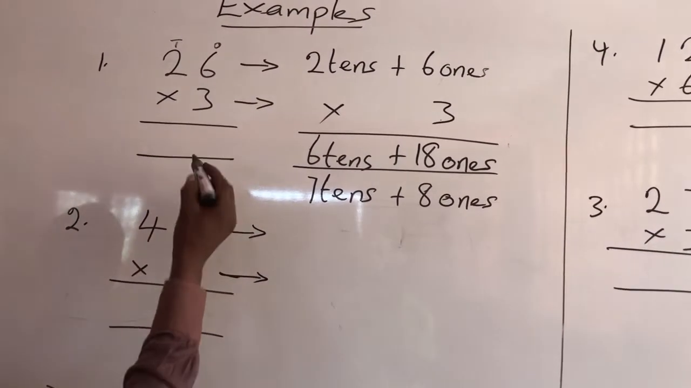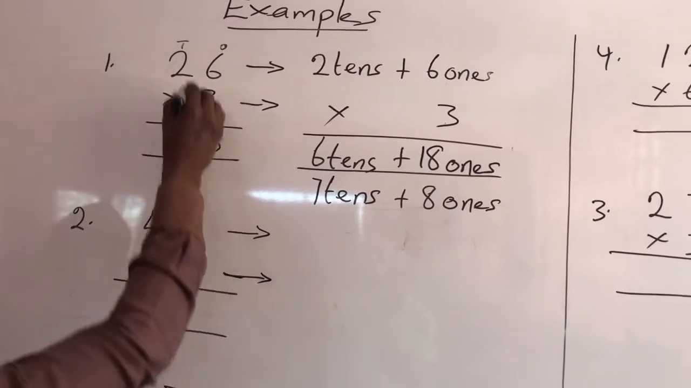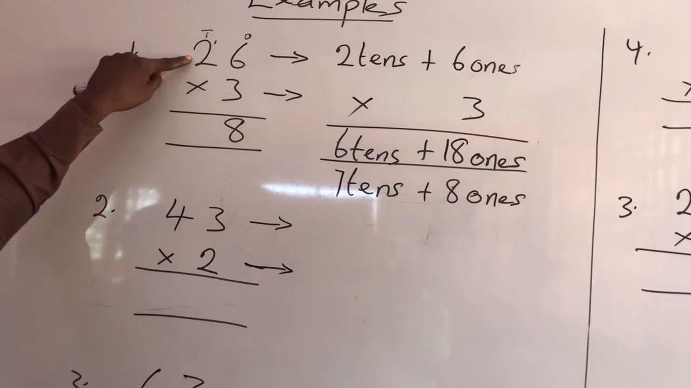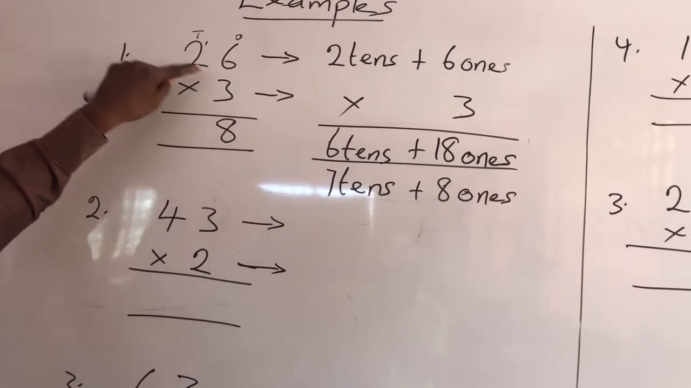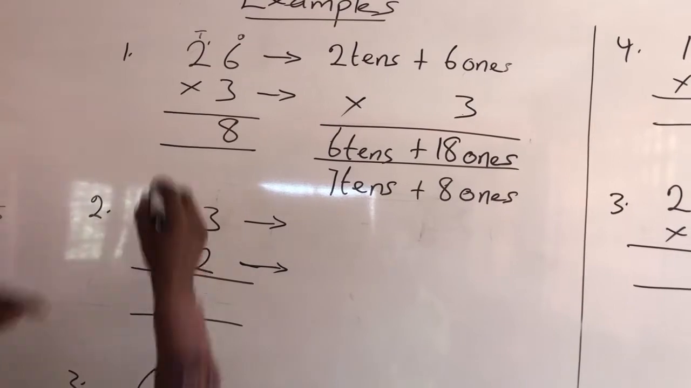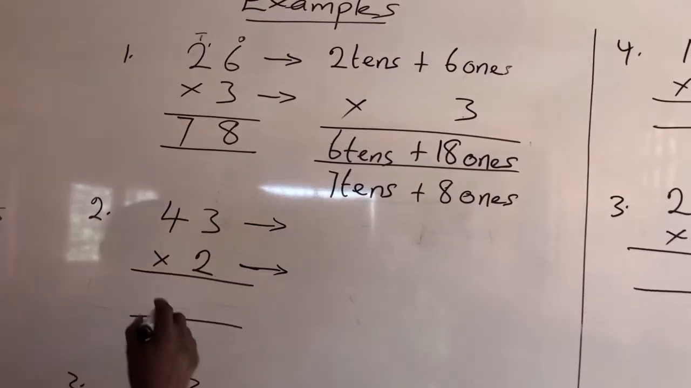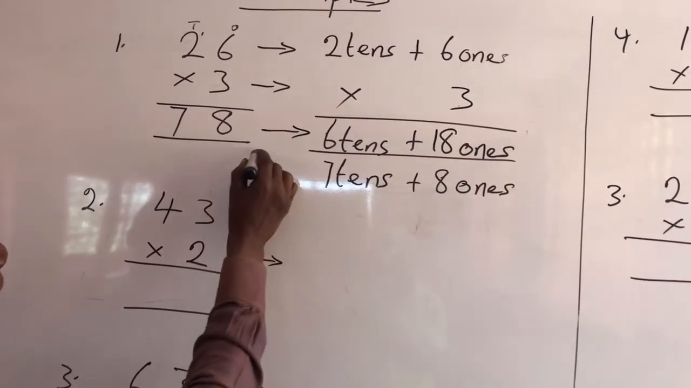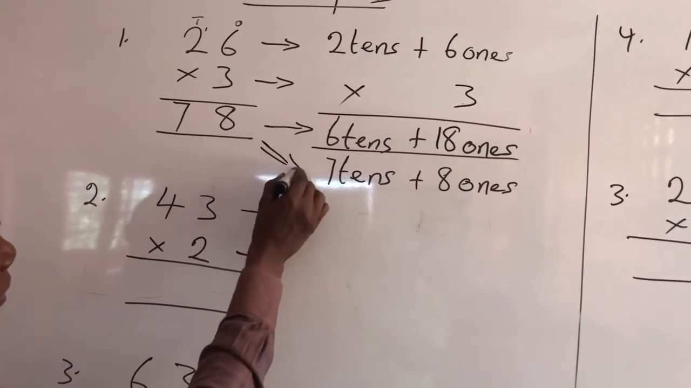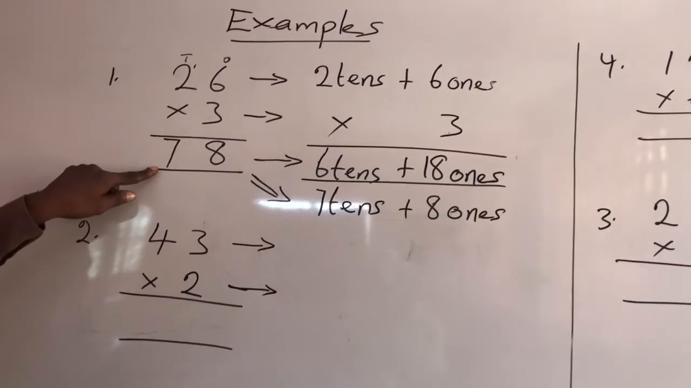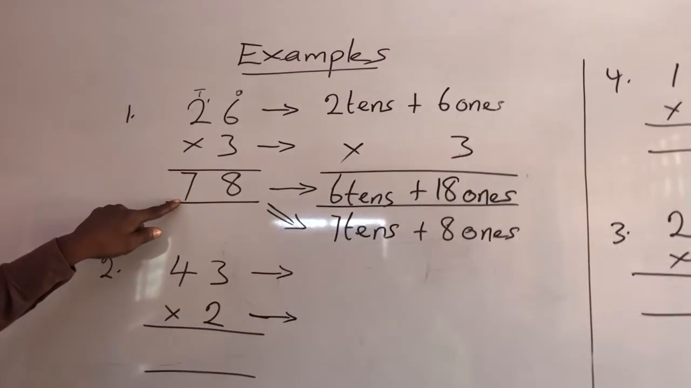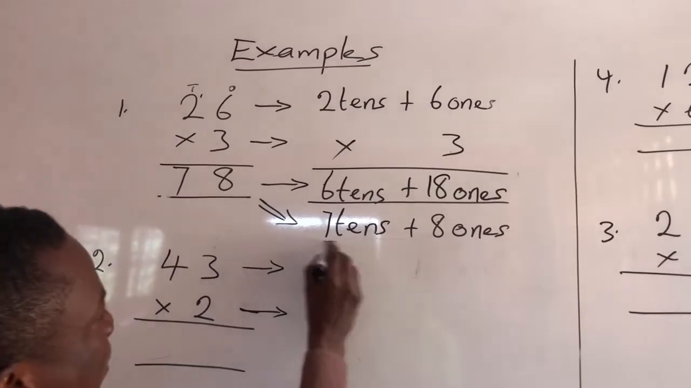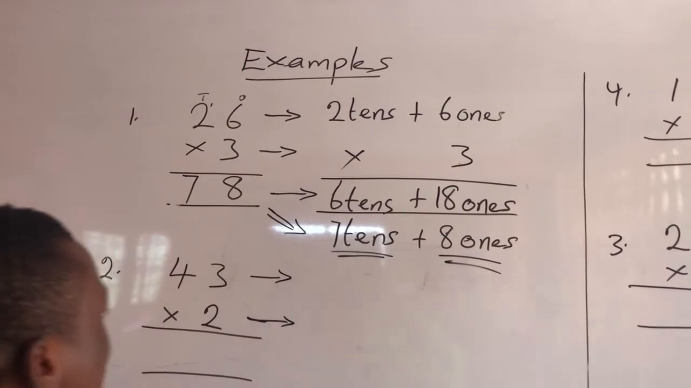3 times 6 is 18. You write 8, carry 1. 3 times 2 is 6, plus 1, 7. So if you want to express this, the answer will never be like this, but rather will be like this. Look at this. This is 78. So it is telling you that we have 7 tens and 8 ones.